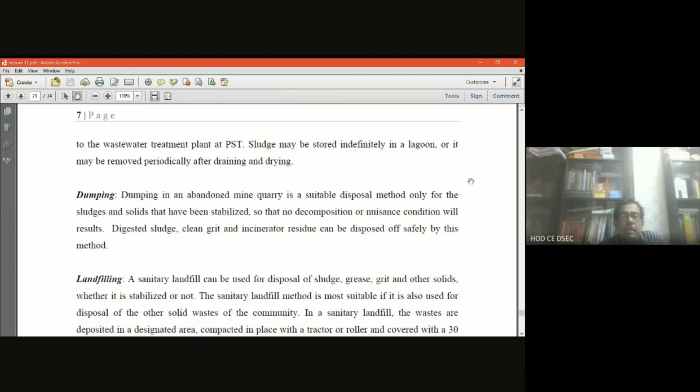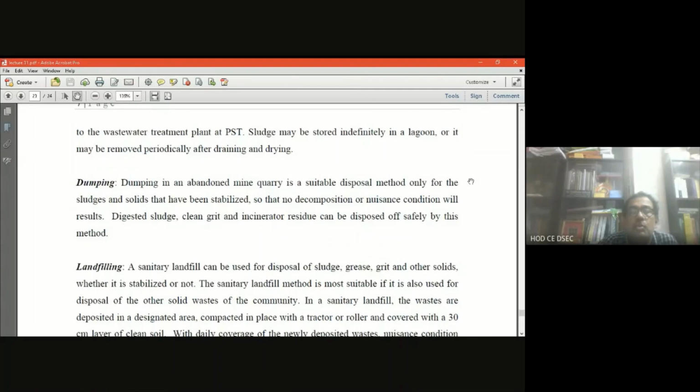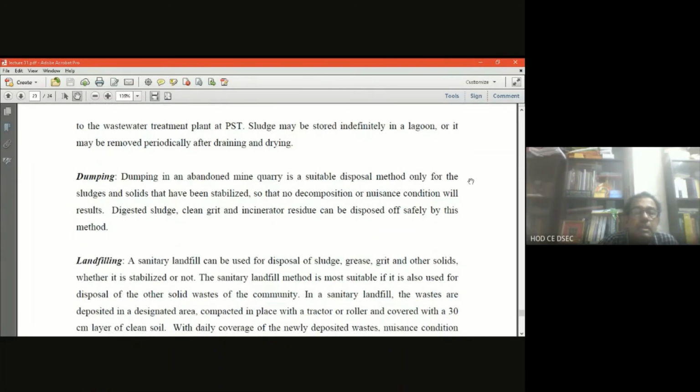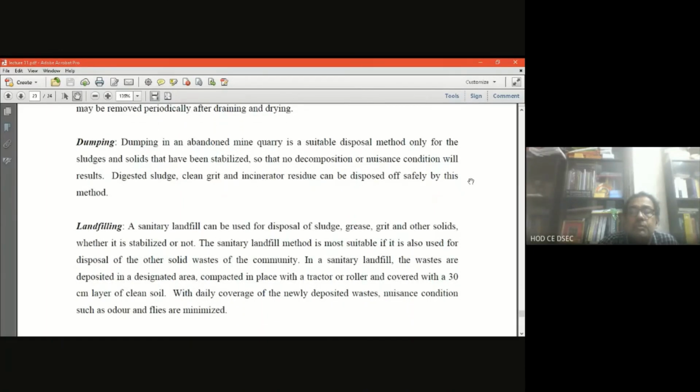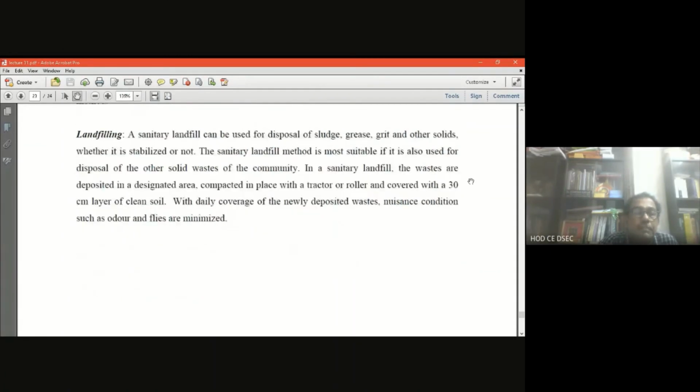Dumping in an abandoned mine or quarry is a suitable disposal method only for the sludges and solids that have been stabilized so that no decomposition or nuisance condition will result. Digested sludge, clean grit, and incinerator residue can be disposed of safely by this method. Landfilling is a very traditional method.